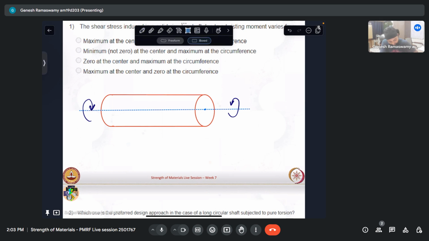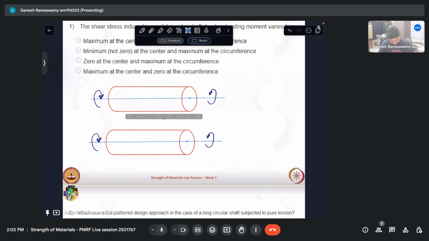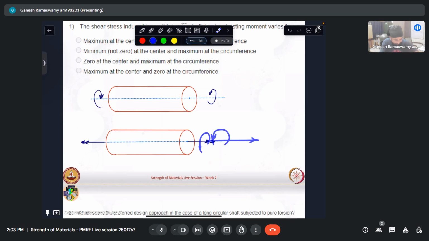This is one way of representing the torsion. Another way of representing this torsion is by a double-headed arrow like that. How this is to be interpreted is we point our right hand thumb in this direction and see how our fingers curl up. That gives the nature of the torque applied. So these two are identical.